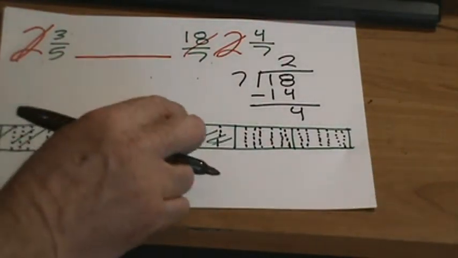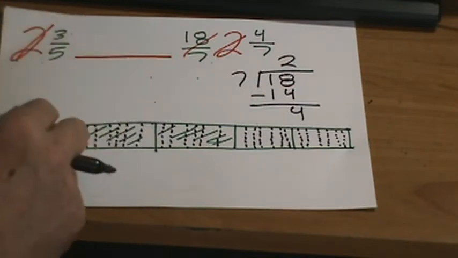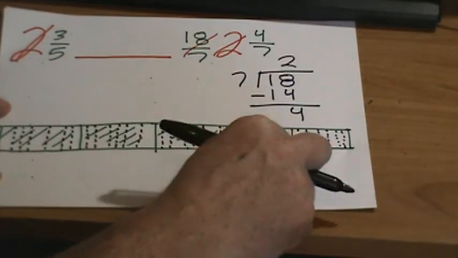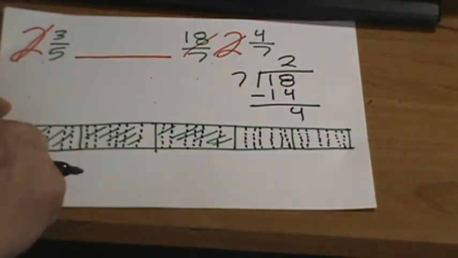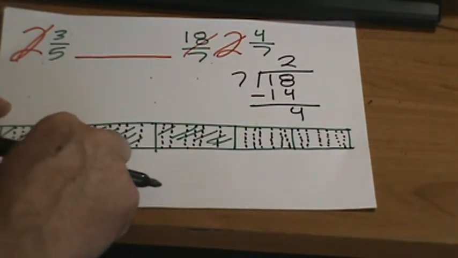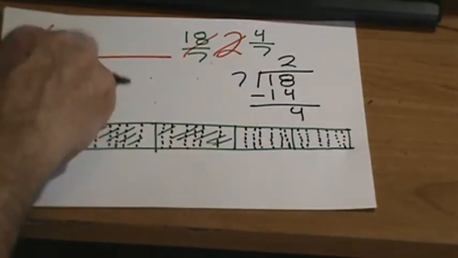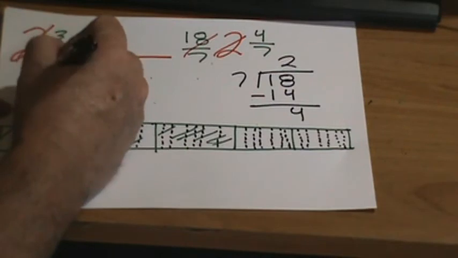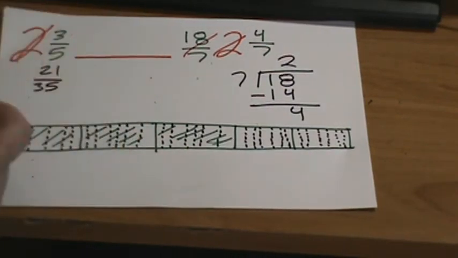Okay, so let's see how many 35ths 3/5 is. 7, 14, 21, 28, 35. Well, there was 3/5. So I have 7, 14, 21. This becomes 21 35ths. Okay, do we see that? See how 3/5 became 21 35ths? We just cut them into more pieces.